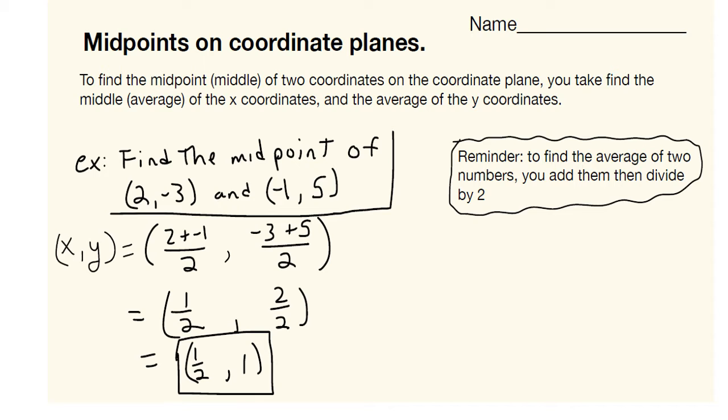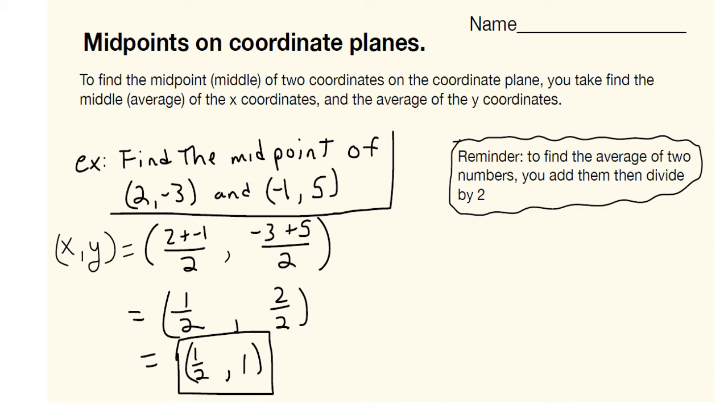At first we're going to find the midpoint. That means the middle of each segment. So we're going to find the average of the x's and we're going to find the average of the y's. So let's add up the two x values. The x values are 2 and -1. We're going to add those together. 2 and -1 is 1 and divide it by 2. So we get a half.